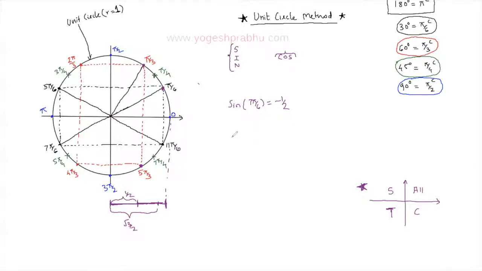Now let us solve some more. What if I want to find out, say, sine of pi by 2? Sine of pi by 2. Where is angle pi by 2? It's over here. Now sine, when you want to find out the vertical distance, that is this distance here.